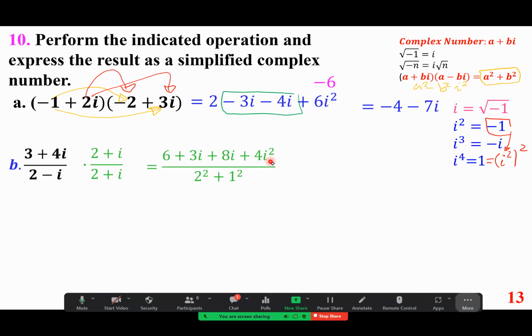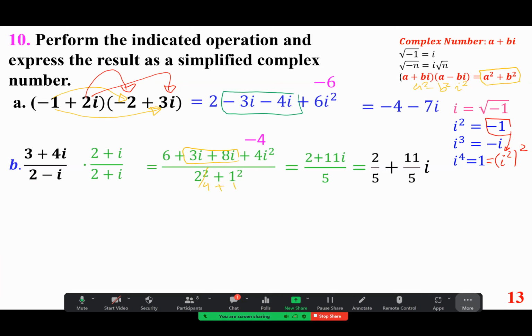4i squared, we're going to replace it with negative 4. Negative 4 and 6, they add up to 2. 3i and 8i, they add up to 11i, and this is 4 and 1, 5. So again, these two we add up. This is 4, this is 1, and we get 2 plus 11i over 5.